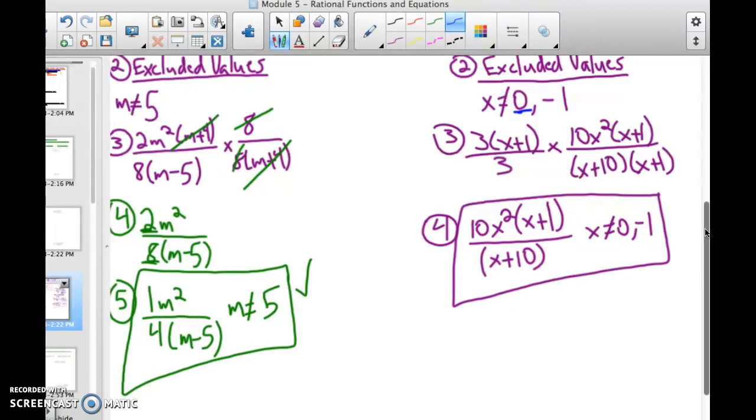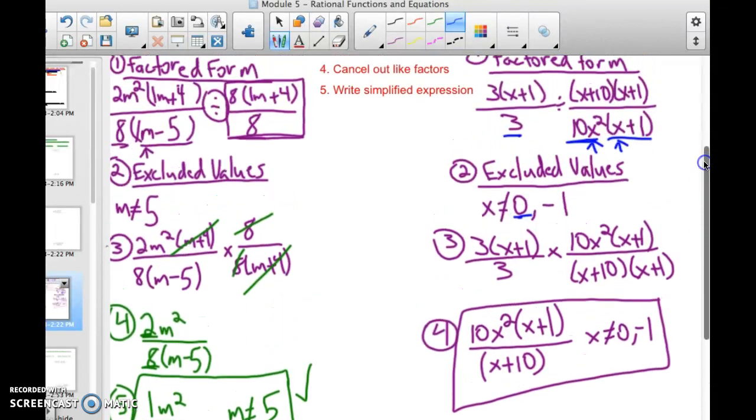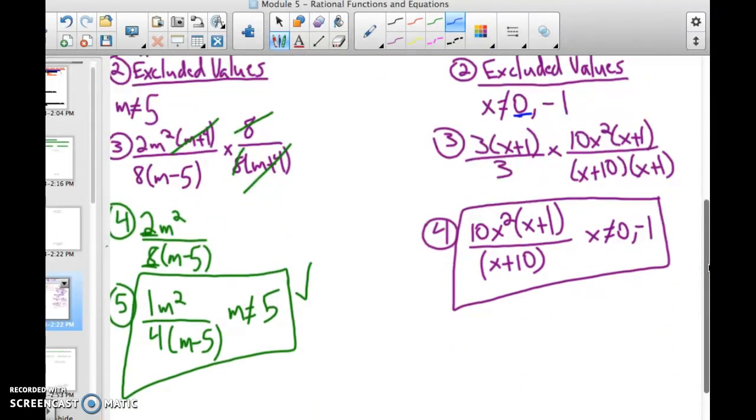Then I did need to multiply by the reciprocal because it was division. So I flipped the second pieces. I flipped these 2. Alright? And then I canceled out like terms. This x plus 1 canceled out with that x plus 1. That 3 canceled out with that 3. So I'm left with x plus 1 times 10x squared.